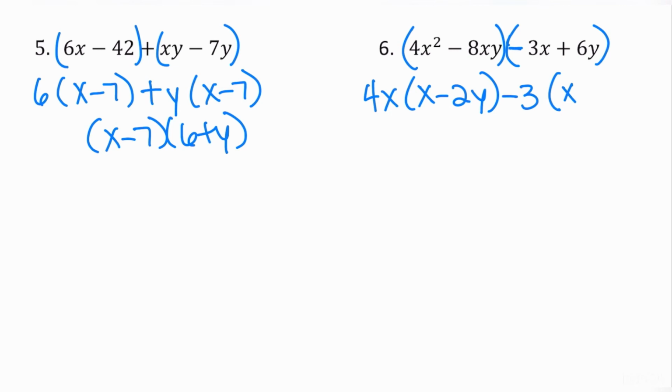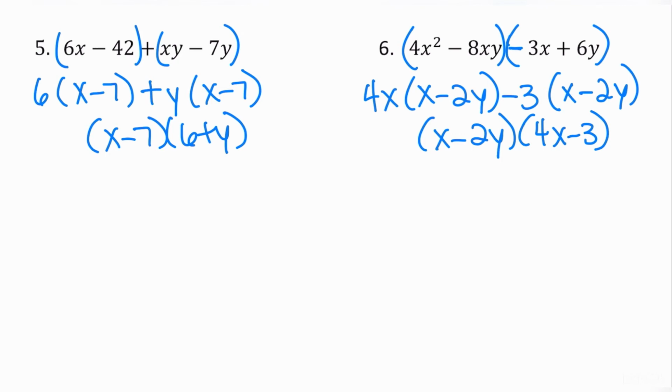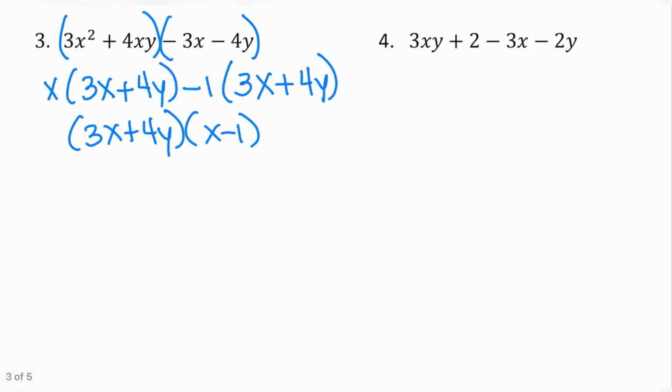And then +6 divided by -3 is -2y. So once again, I have x minus 2y in common, and I'm left with 4x minus 3, and that's my final answer. We're coming back to number 4, which I had said is a little bit more challenging, and I'm going to show you exactly why.